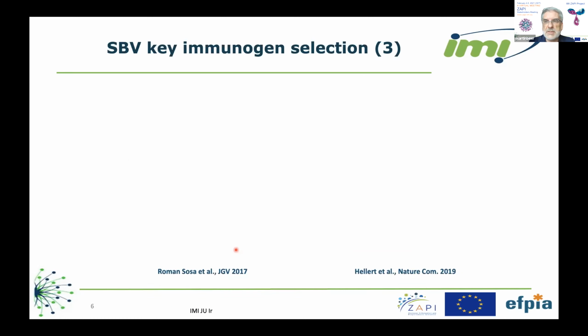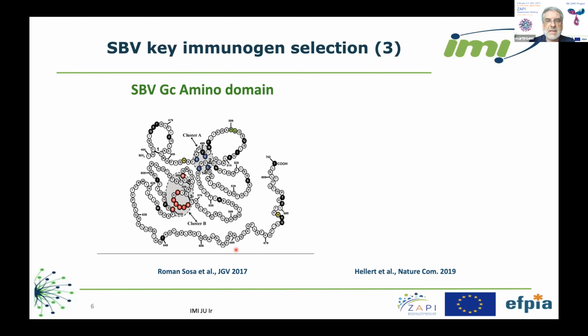In the next step, and this first work was mainly done by Kleider Roman Sosa as a postdoc, looking at all these dissected parts of the Gc, he also could show that in this Gc amino there are additional clusters, as he called them, where the monoclonals bind and which are connected, for example, by cysteine bridging and glycosylation sites. So we also could say glycosylation is important, and the 3D structure at the end will be a big part.